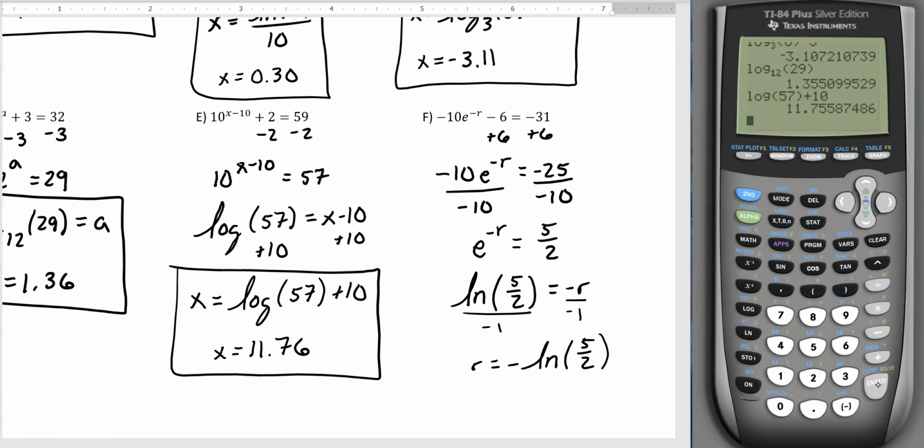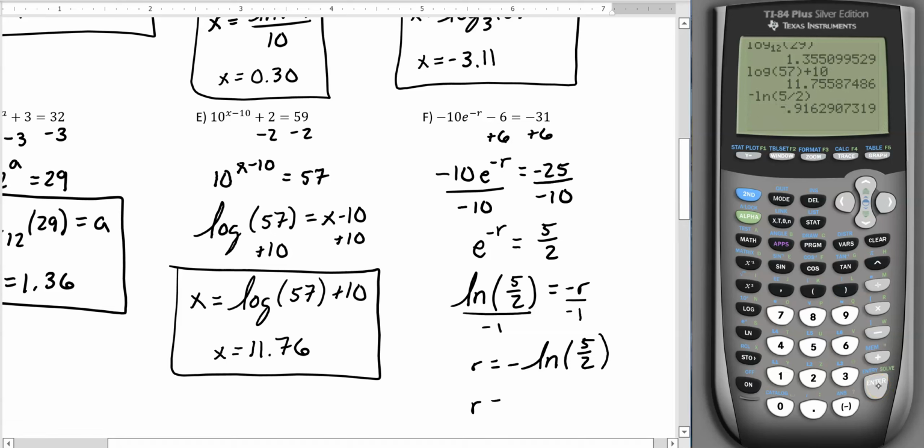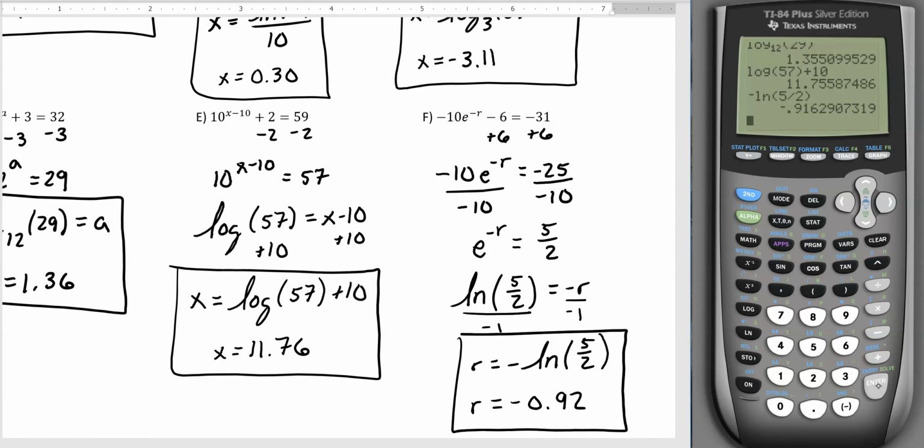So let's put that in our calculator. The negative natural log of 5/2 equals negative 0.92. So r equals negative 0.92, and there we have it. So you see how the process stays the same. We just have to isolate that base. Right? And to do that, we undo the operations that are going on around it, okay?